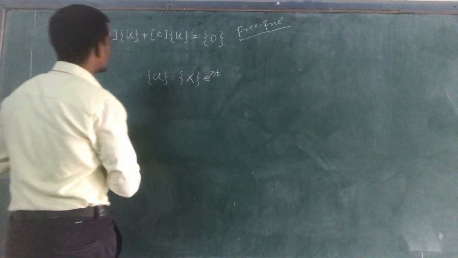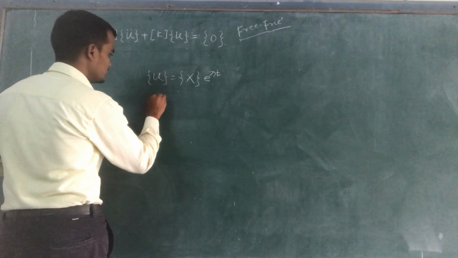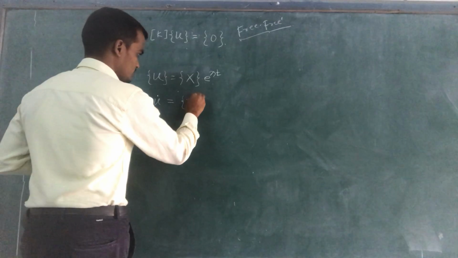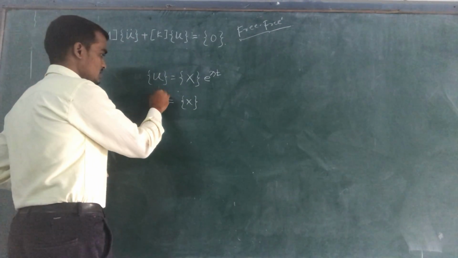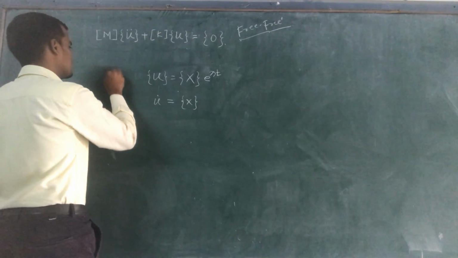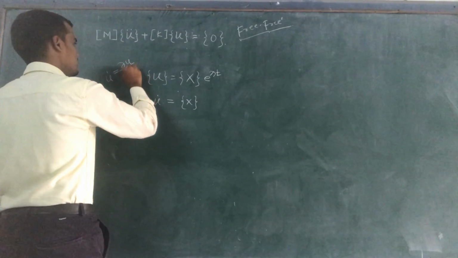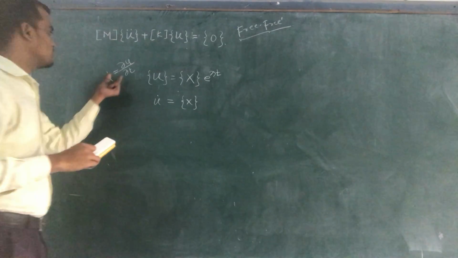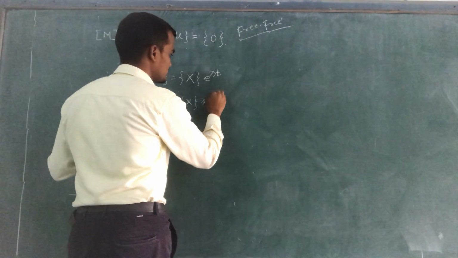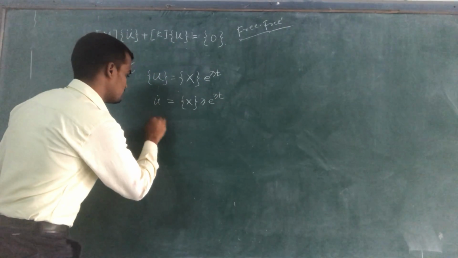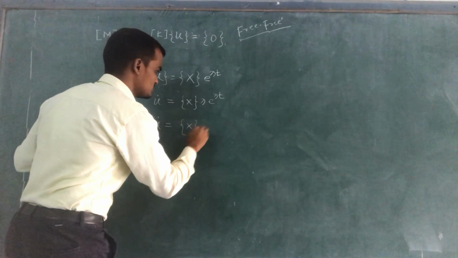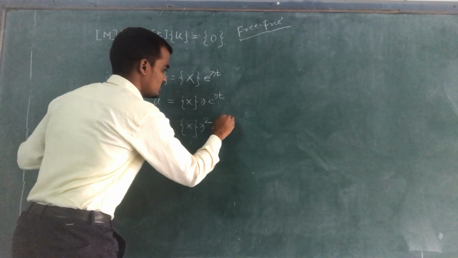Now if we put u is equal to x times e raised to power lambda t, first we need u dot. u dot is nothing but del u by del t, so we take the derivative with respect to t. This becomes x times lambda times e raised to power lambda t. Then u double dot, taking the derivative again, becomes x times lambda square e raised to power lambda t.